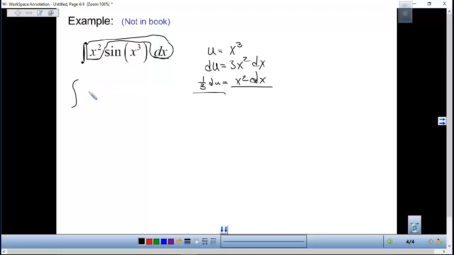So now I'm going to get rid of the x squared dx, and the sine of x cubed is sine u. So I end up with the sine of u, and then in place of x squared dx, this whole thing here, I'm going to put 1/3 du. And of course the 1/3 can move all the way out front. So you end up with 1/3 times the integral of sine u du.